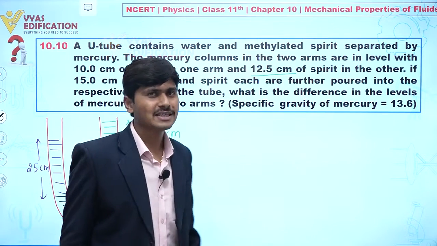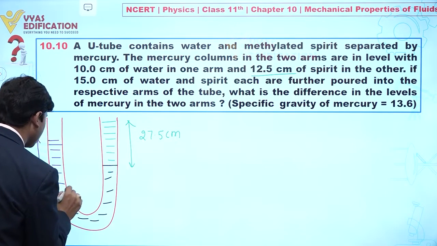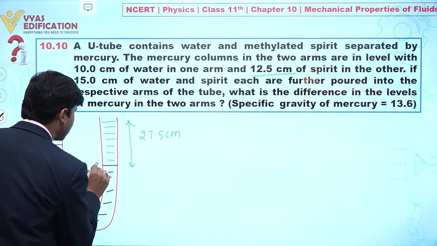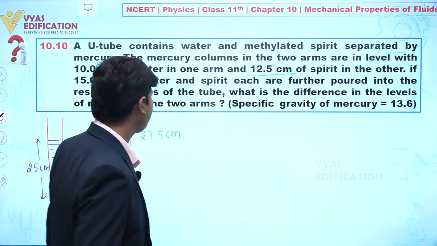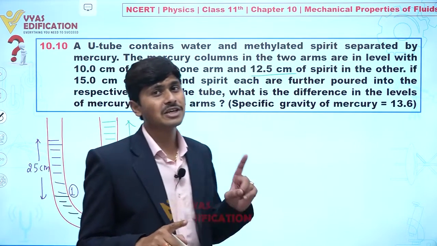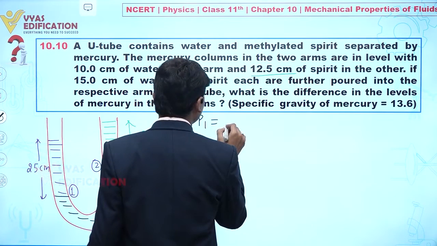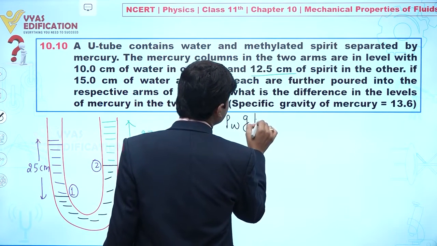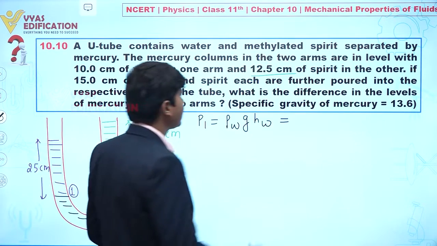So first, let's suppose this is point number 1 and this is number 2. Can we calculate the value of pressure at 1 and 2? Yes, actually it will decide which limb the mercury will rise in. So we can say the value of P1 is given by rho W g h W. The density of water, in CGS, we take as 1.